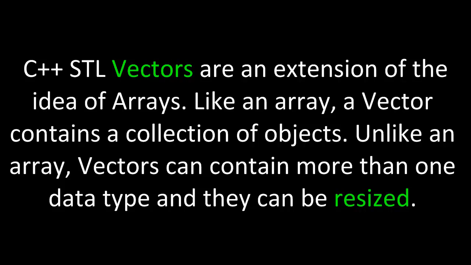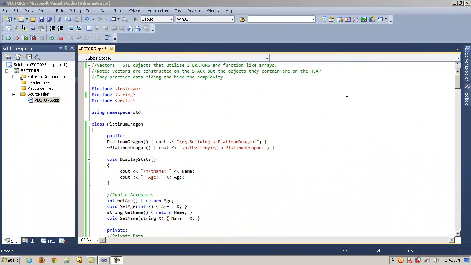C++ STL vectors are an extension of the idea of arrays. Like an array, a vector contains a collection of objects. Unlike an array, vectors can contain more than one data type, and they can be resized. In the same way that ArrayList class objects are sort of an extension of the idea of an array in Java, vectors are an extension of the idea of an array in C++.